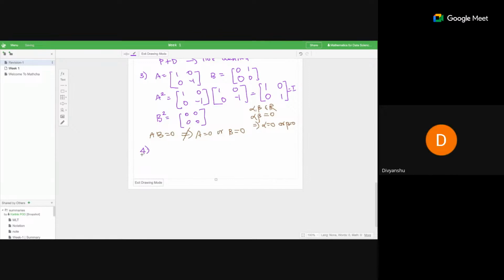Here we multiplied B with the same matrix, B with B. This is one example where A and B are the same, but I'm saying in general this is also true. You may have two different matrices, both are not null, but the resulting matrix is null.